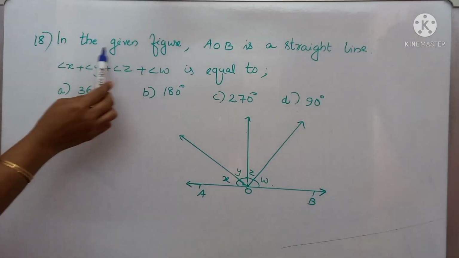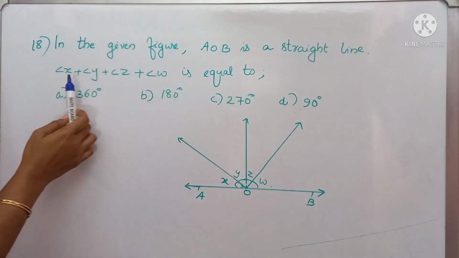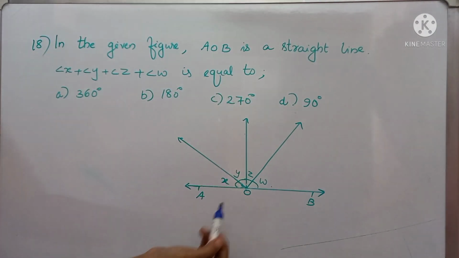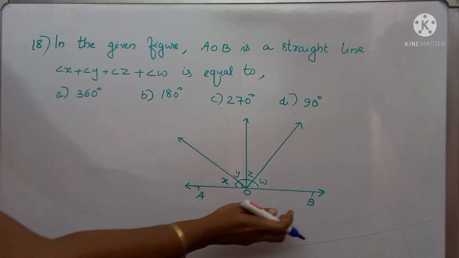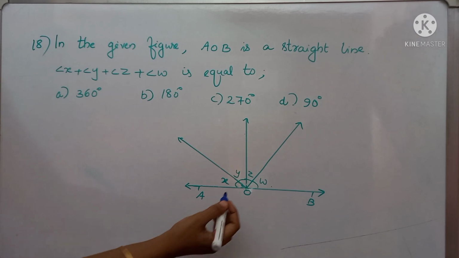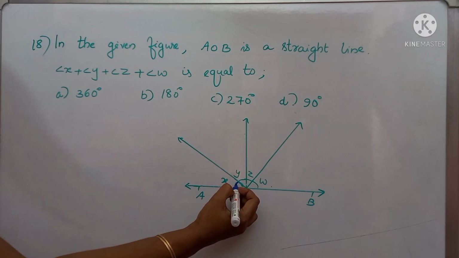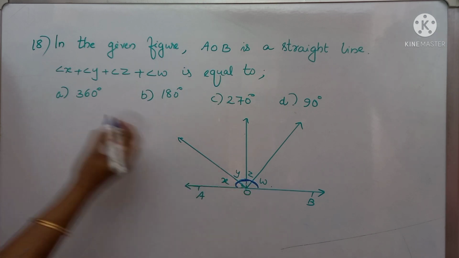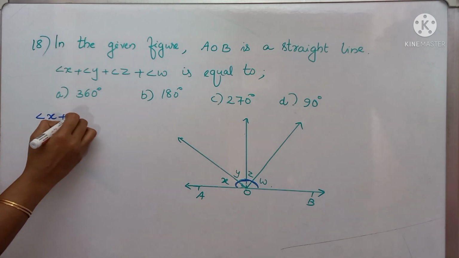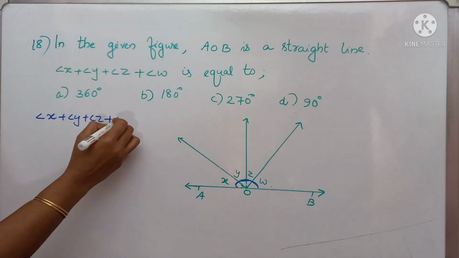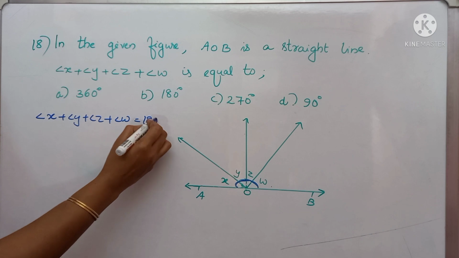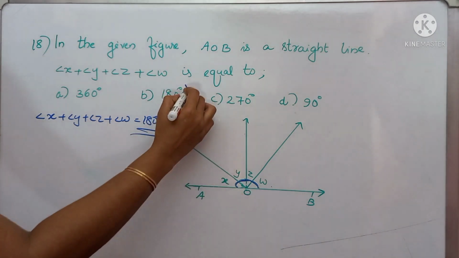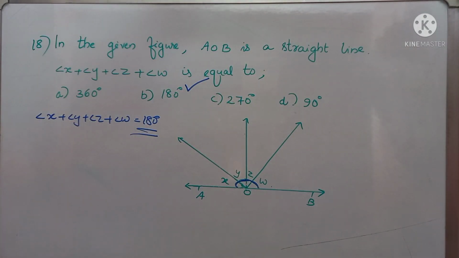In the given figure, AOB is a straight line. Angle x plus angle y plus angle z plus angle w is equal to what? In this figure, AOB is a straight line, it is given. So the angles on this straight line are only x, y, z and w. So it is very easy to understand. The sum of angle x plus angle y plus angle z plus angle w is equal to 180 degrees, angles on a straight line. Option B, 180 degrees is the answer.